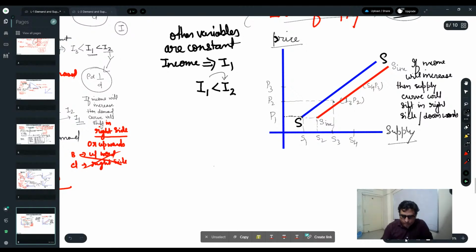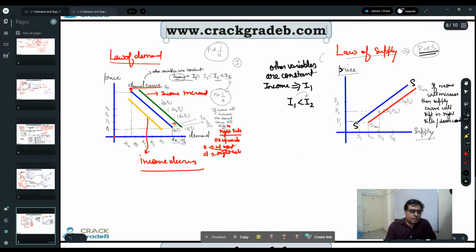Why do they get confused here? See, compare this income increase curve of supply with the income increase curve of demand. In the income increase curve of demand, when income was increased, the demand curve was also shifted in the right direction, but apart from the right direction, it was shifted upwards. So we said that if income increases, the demand curve will shift upwards or right direction.